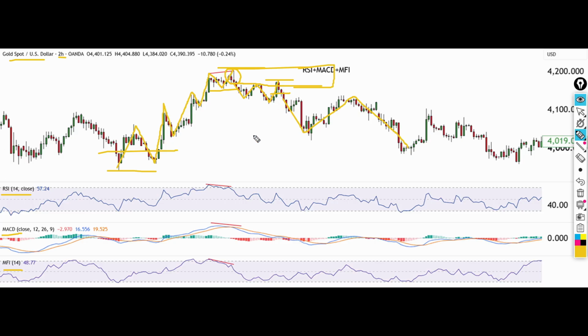This is how, by using a combination of the relative strength index, MACD, and money flow index, we can identify the short opportunity.